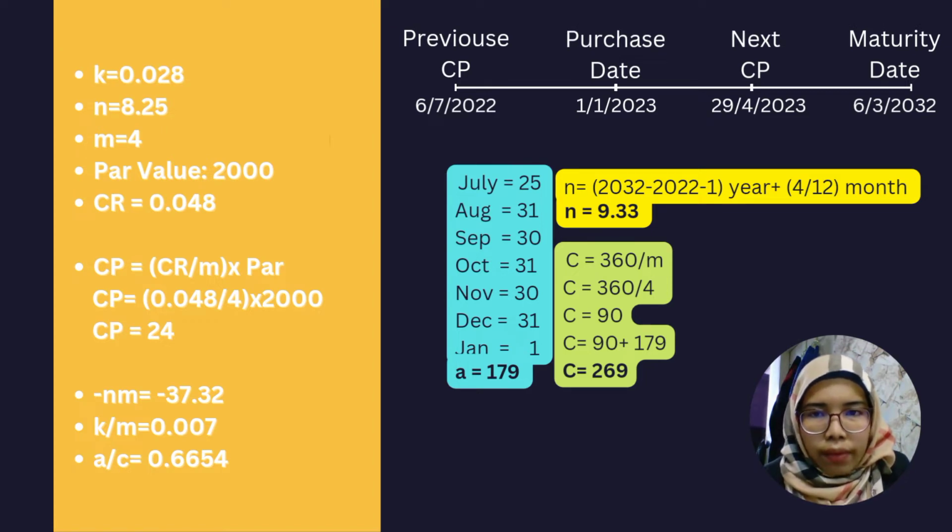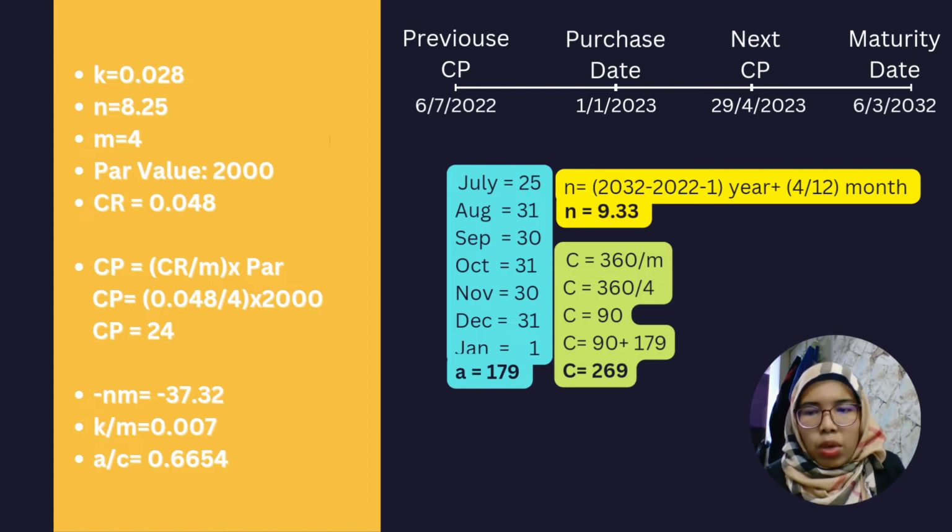Par value, we have 2000. CR, coupon rate. From the question, it states that CR is 0.048. So CP, how to get CP? The CP formula is CR divided by M multiplied by par. So we got 24. And then negative NM is equal to negative 37.32. K per M is equal to 0.007.